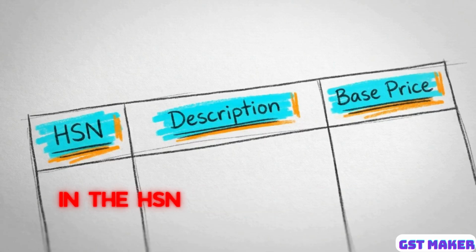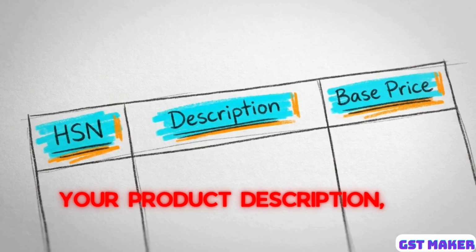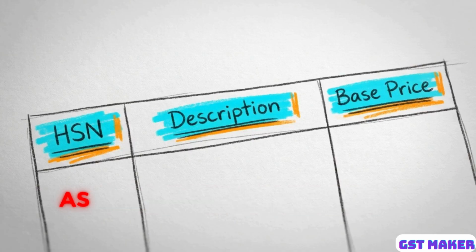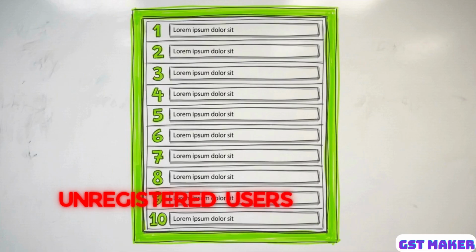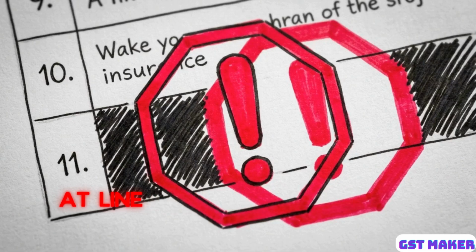Here, you'll plug in the HSN code we verified earlier, your product description, and your base price. As you can see in this list, unregistered users are capped at exactly 10 items per document. Your session will be blocked at line 11 with a prominent red warning symbol unless you log in.